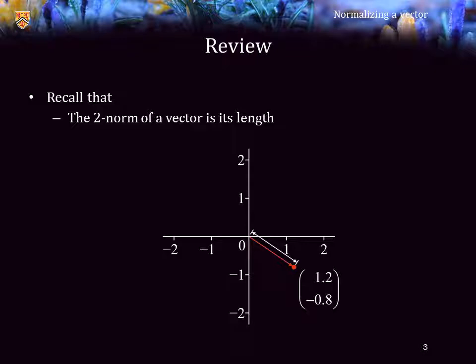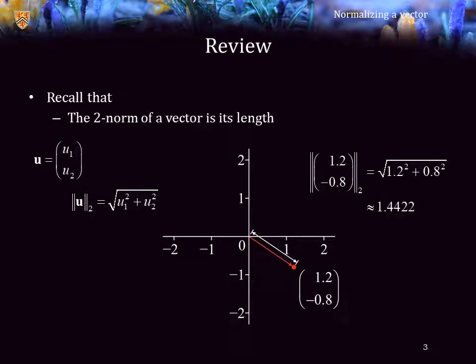Recall that the two norm of a vector is its length. So given this vector here, we can calculate its length by taking the square root of the sum of the squares of the two entries. So for example, given this vector here, we see that its two norm or length is approximately 1.4422.